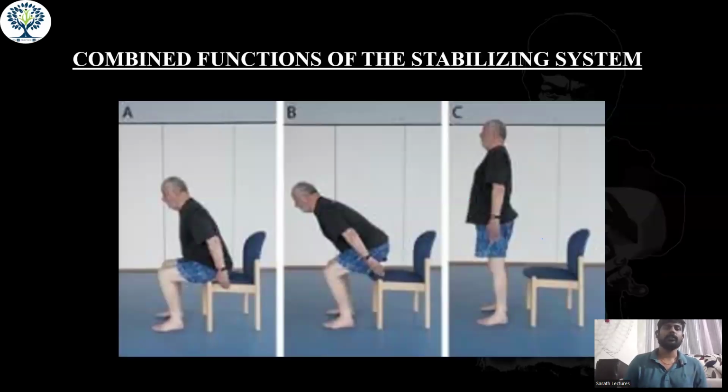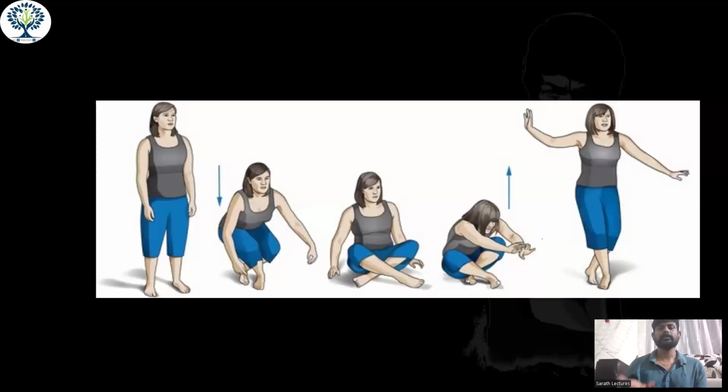So combined functions, I told you, right? Whenever you do sit to stand, your superficial posterior longitudinal muscle will stabilize the spine. At the same time, your anterior chain will try to lift you from the chair. Sit to stand. So here also, you are stabilizing your spine, and you are driving the force through the anterior muscles, lifting through the anterior muscles, and approximating both your legs through the adductor muscles.